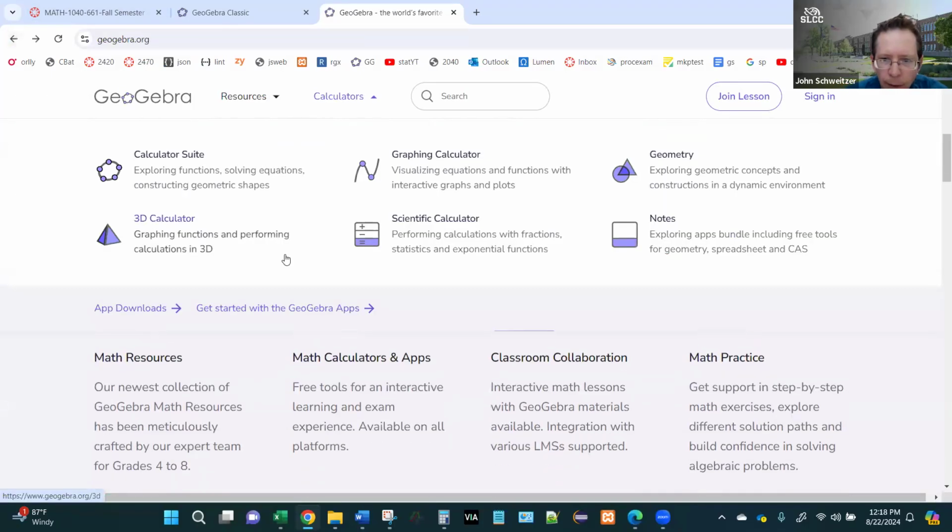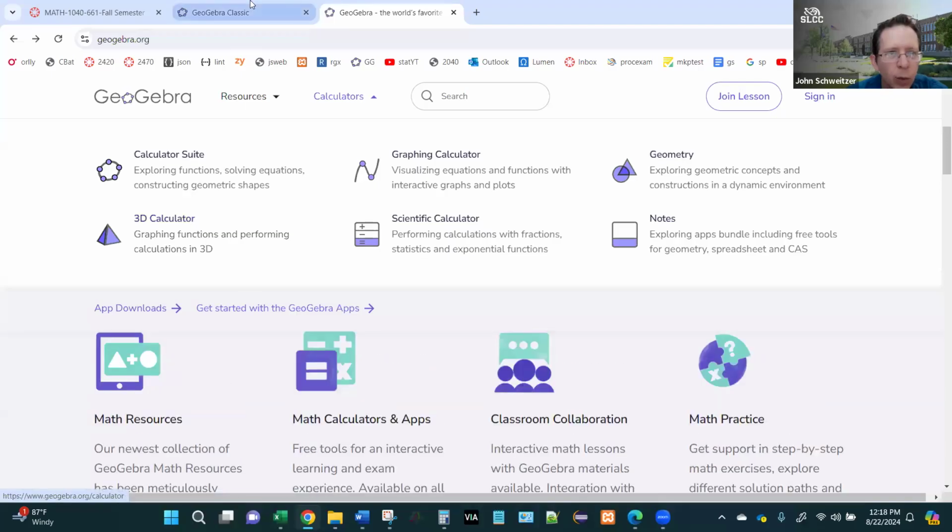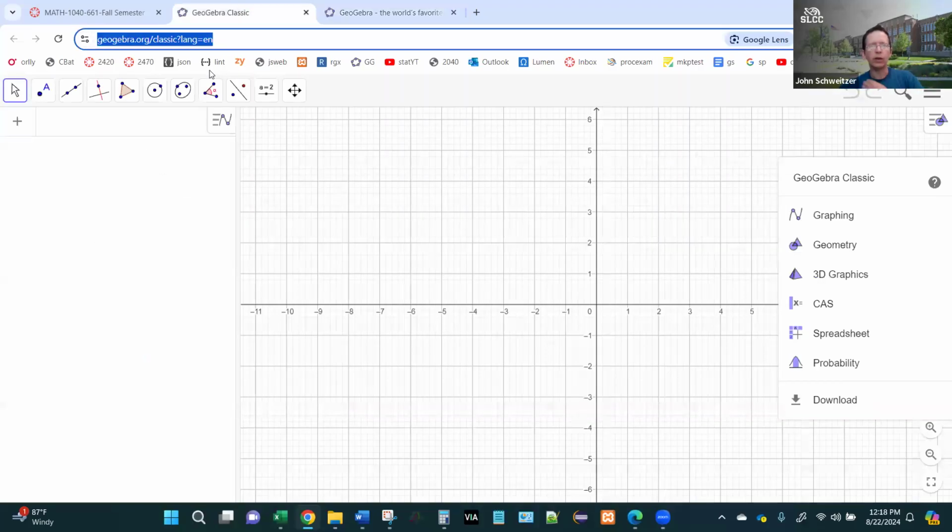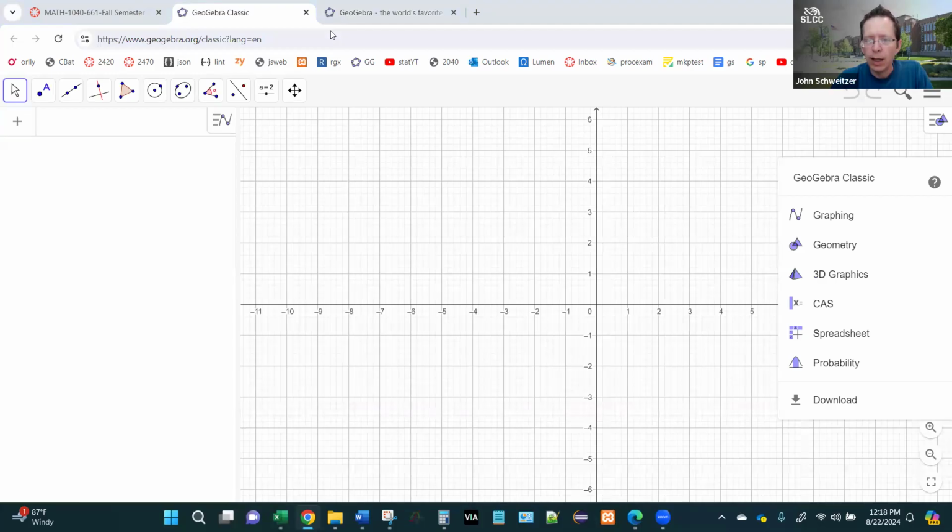But there's one calculator that I use exclusively for this class, and it's this one right here. It's a website, so I don't even download GeoGebra on my computer anymore. I just use the website every time. And honestly, you should too. Depending on your device, you might want to download it, but I always like using this website.